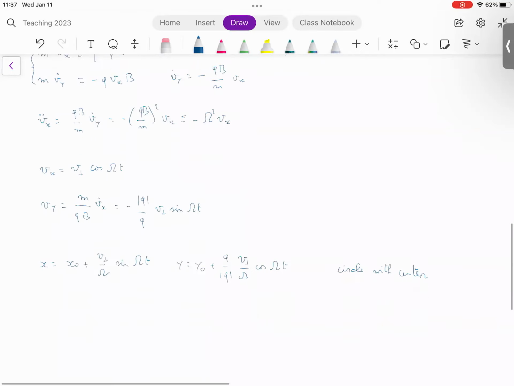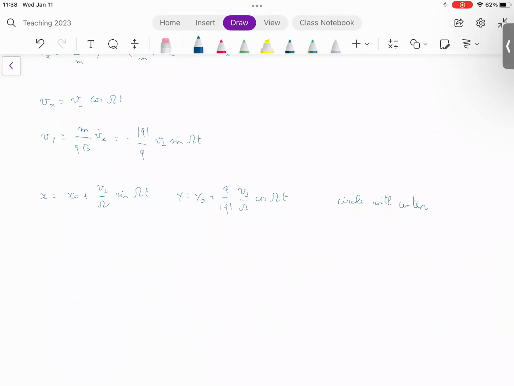So, as I said, the motion is circular, and the center is R0, which has coordinates x0 and y0. And the radius is what we call the Larmor radius, which is v perpendicular over omega.